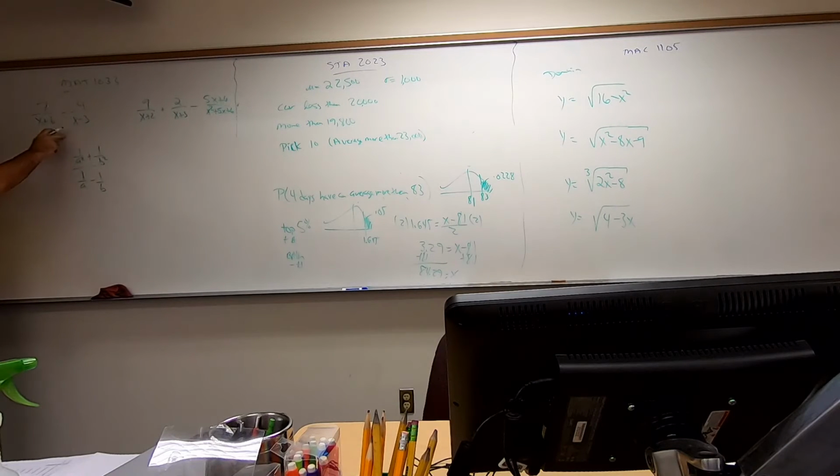Alright, with this one. Common denominator is x plus 6, x minus 3. So you got 7, x minus 3 over your common denominator. Yes. Minus 4, x plus 6 over your common denominator, yeah? Yes. Now, again, what I would like to see you do is write it this way.